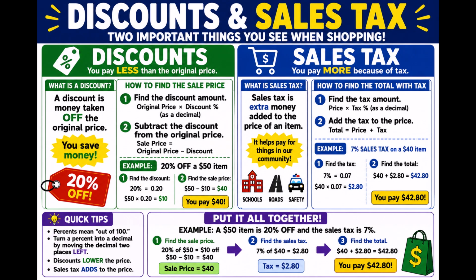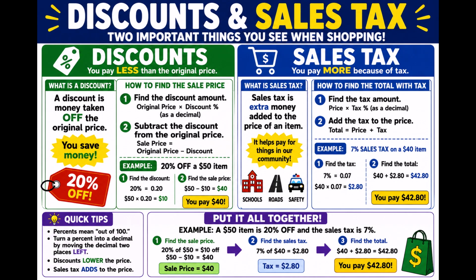So put it all together now. Suppose an item costs $50 and it is 20% off and has a 7% sales tax. Find the sale price. 20% of $50 gives us $10 off. So $50 minus that $10 off gives us our new price of $40.